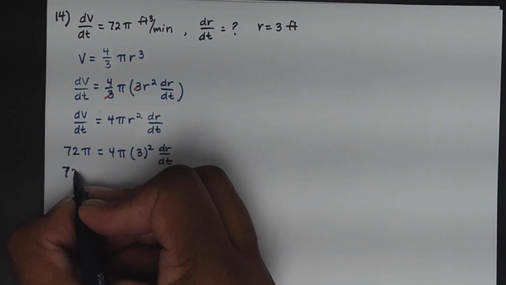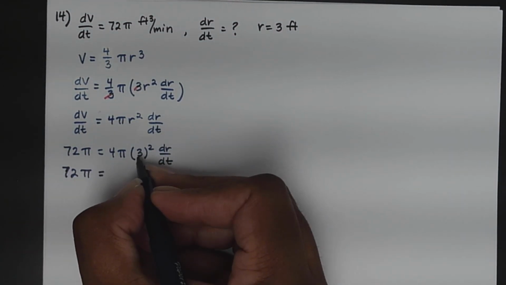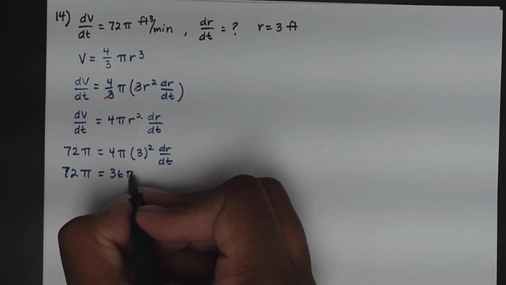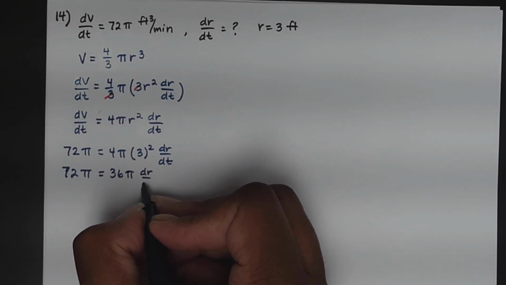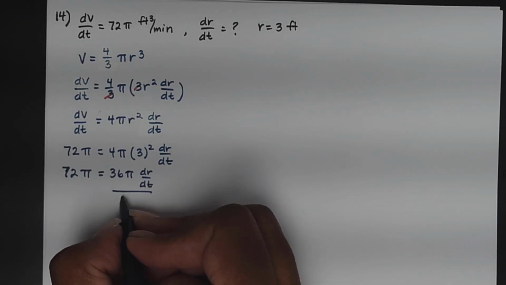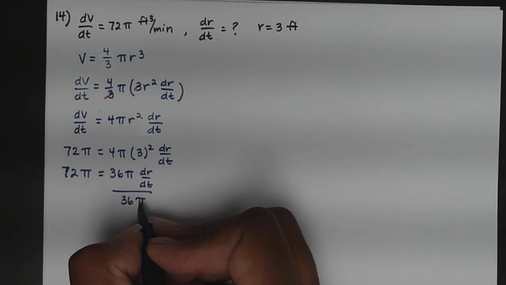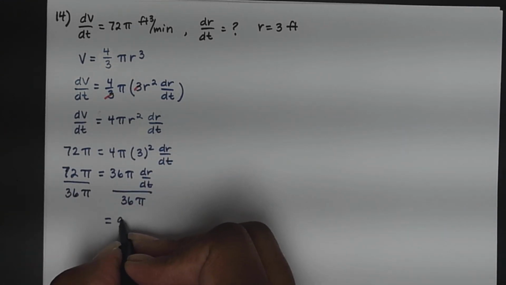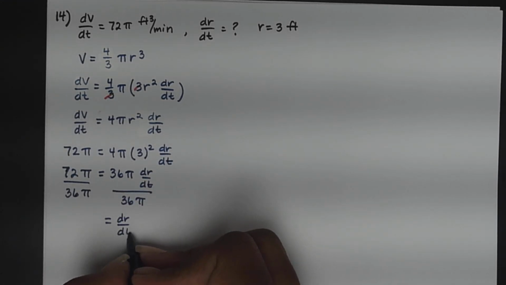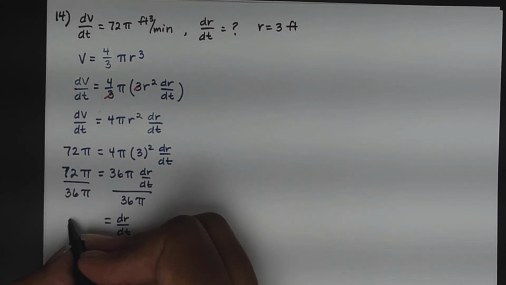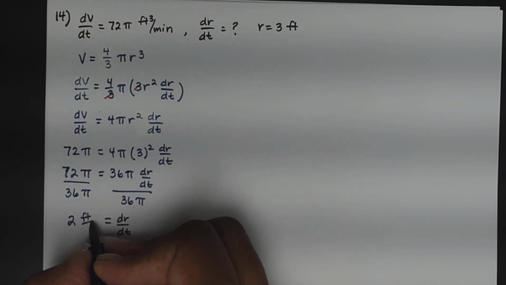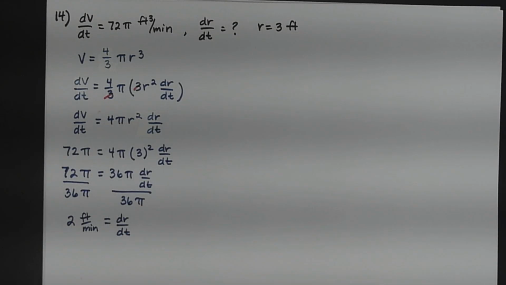Now we've got 72π is equal to 3 squared, which is 9, times the 4 in front, which would be 36, so I have 36π dr/dt. To get dr/dt by itself, I'll divide both sides by 36π. So dr/dt is equal to 72 divided by 36, which is 2. And this will be in feet per minute.